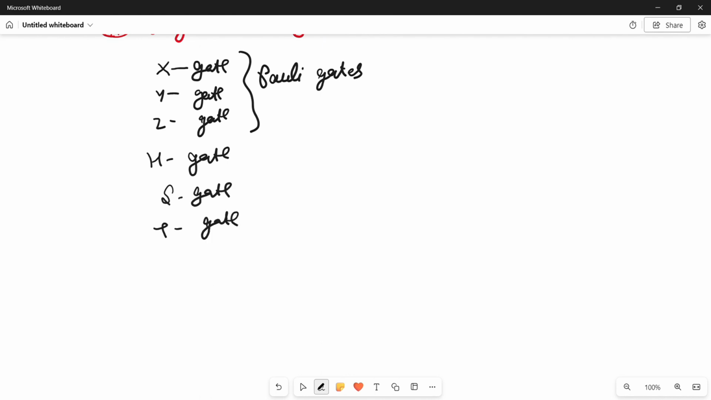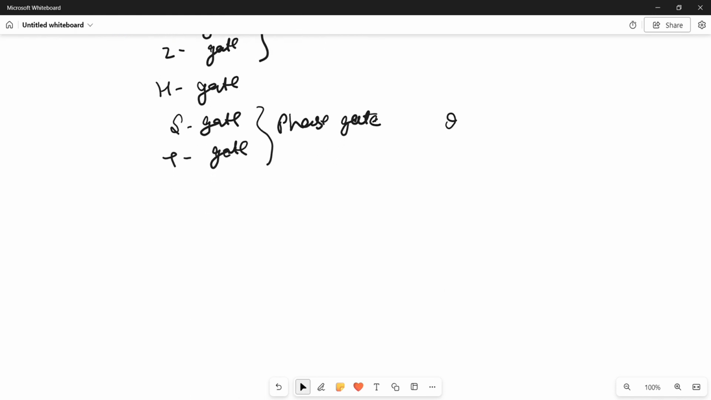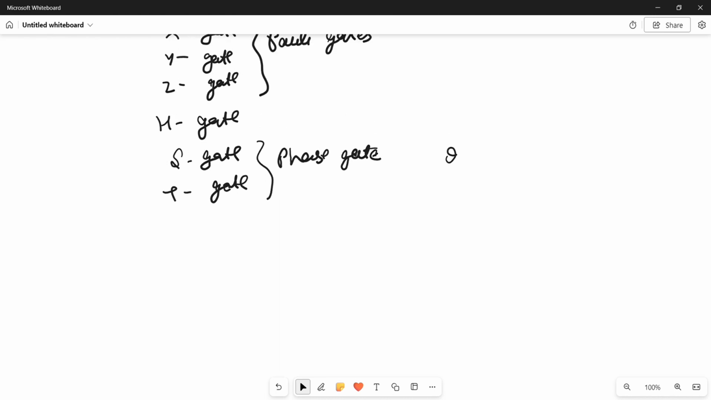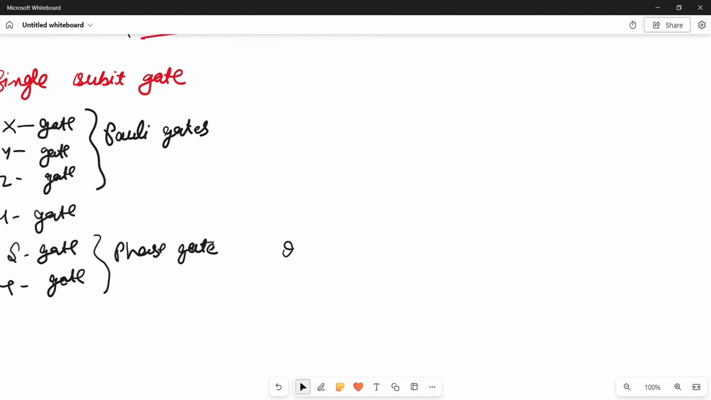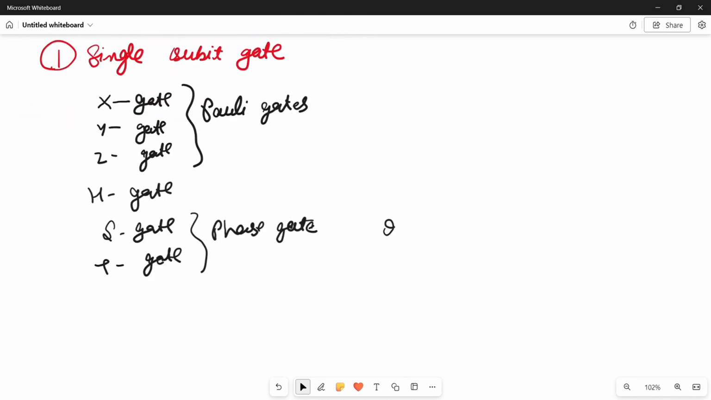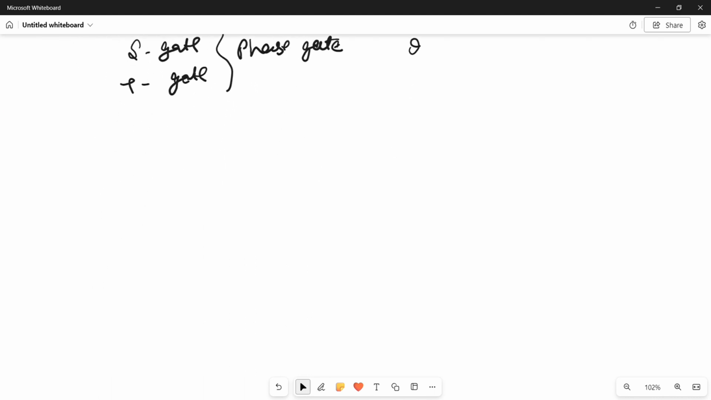These are also your single qubit gates, and these are called your phase gates. They are related to your phase shift and your theta and psi, all those things we learned in the Bloch sphere. So it's kind of related to that, but not very complex. Okay, it's easy only. So let's understand what these gates are one by one. Let's start with the first one, that is the X gate.